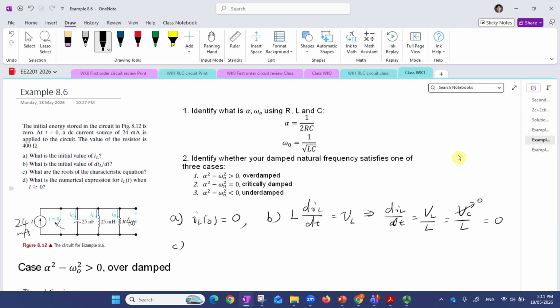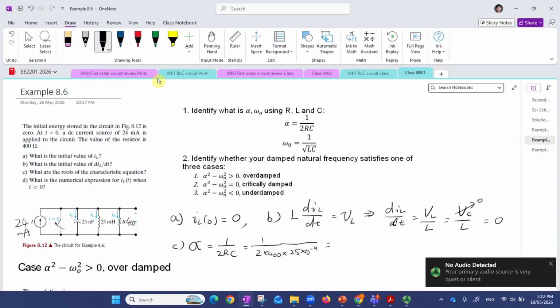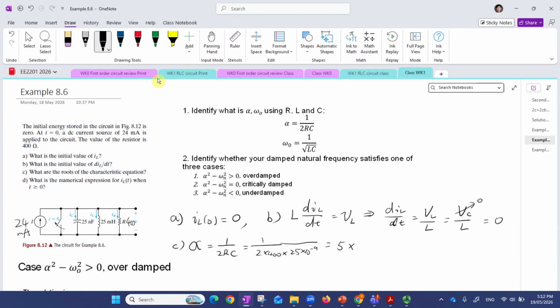And part C, what are the roots of the characteristic equation? It's going to depend on which case we have, so we need to do the routine, right? We have to find alpha, which is 1 over 2RC. Everything is given: R is 400 and C is 25 nano.